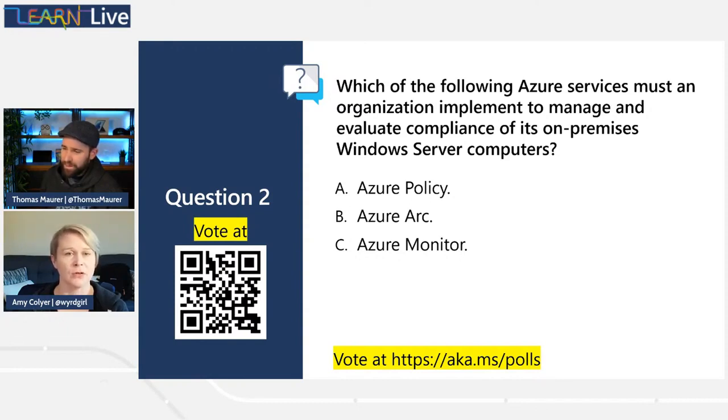So we're managing and evaluating compliance, but they're on-premises. This is where I'm like, are they onboarded yet? To be honest, I think that's a very tricky question. I think it's fair to say that it's not C. Azure Monitor would not, I think we can go by that. But I would say it would be A and B, right? Because you would need Arc and you need Policy. Yeah, it's like chicken and the egg kind of. Yeah, absolutely. I would say the same.